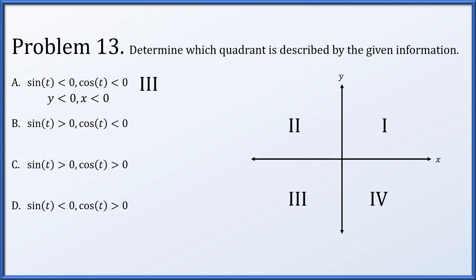Where are x and y both negative? Quadrant 3. However, where is y positive and x negative? That's quadrant 2. Where is y positive and x positive? That's quadrant 1. And where is y negative and x positive? That's quadrant 4. Really, all this problem is asking you to do is start to draw a relationship between sines and cosines and y values and x values, respectively.